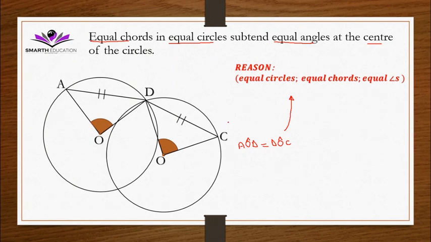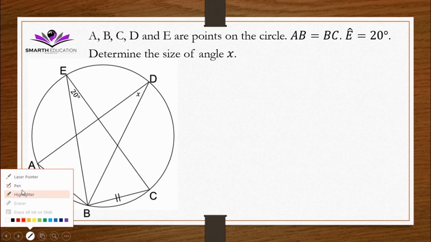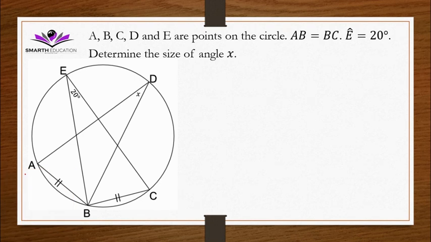Okay. Right, I want you to try this activity. Just take a few minutes, maybe 2 minutes, and try to answer this question. Let's do this one together. We have our chords here, which are chord AB and chord BC. These chords are equal, so it means they are subtending equal angles at the circumference. So we can say now angle E is equal to angle D.